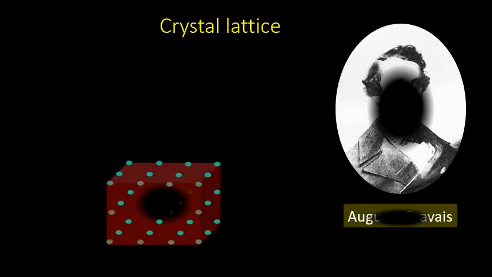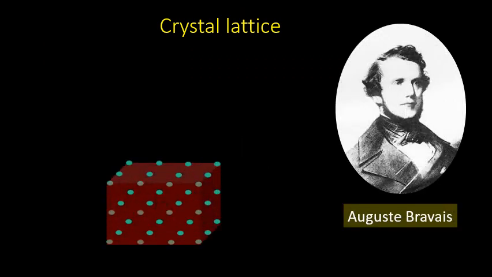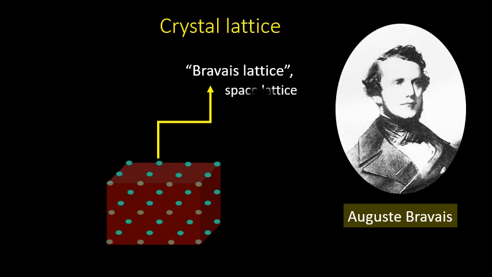Auguste Bravais assumed that a crystal is made up of a three-dimensional array of points, such that each point is surrounded by the neighboring points in an identical way. Such an array of points is known as a Bravais lattice, or space lattice, or point lattice.